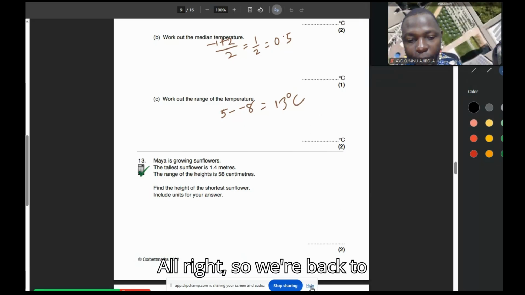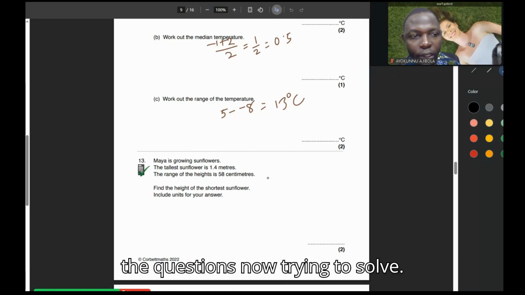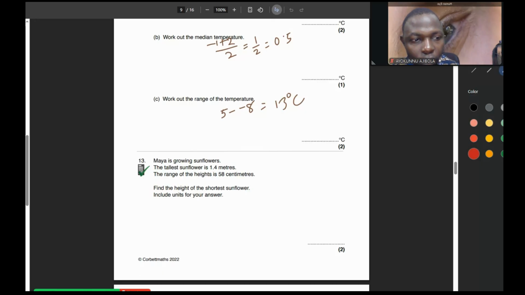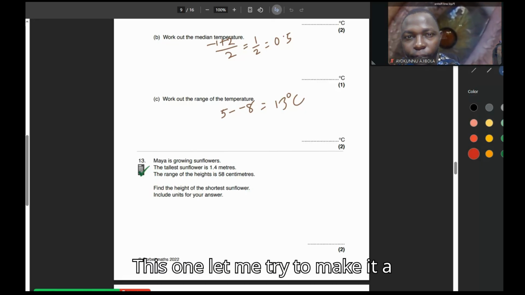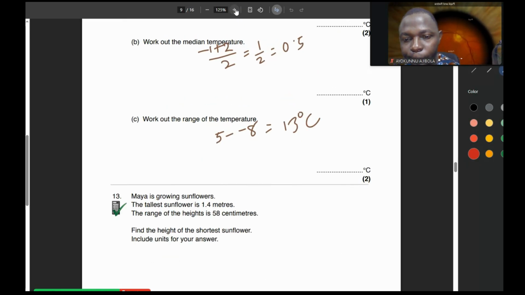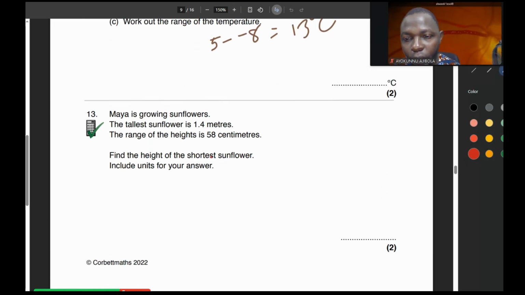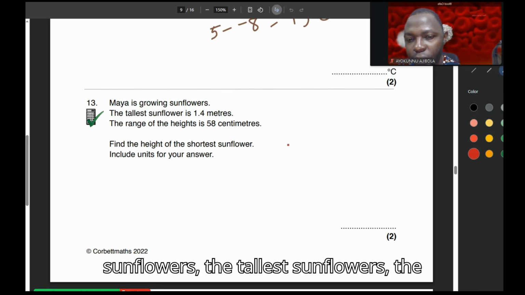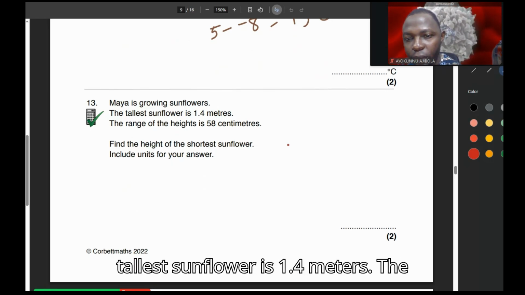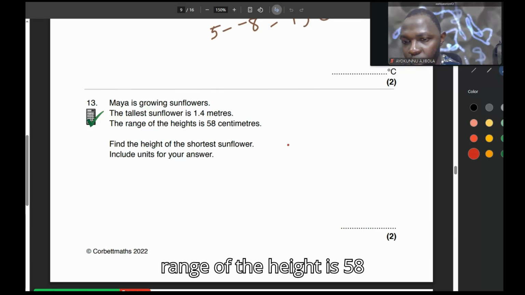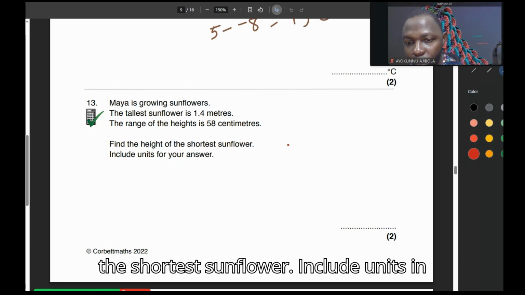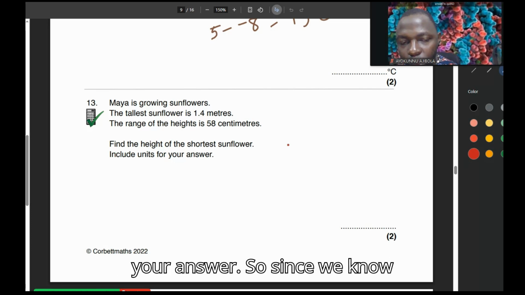All right, so we're back to the questions now. Trying to solve this one. Let me try to make it bigger. So it says Maya is growing sunflowers. The tallest sunflower is 1.4 meters. The range of the height is 58 centimeters. So find the height of the shortest sunflower. Include units in your answer.